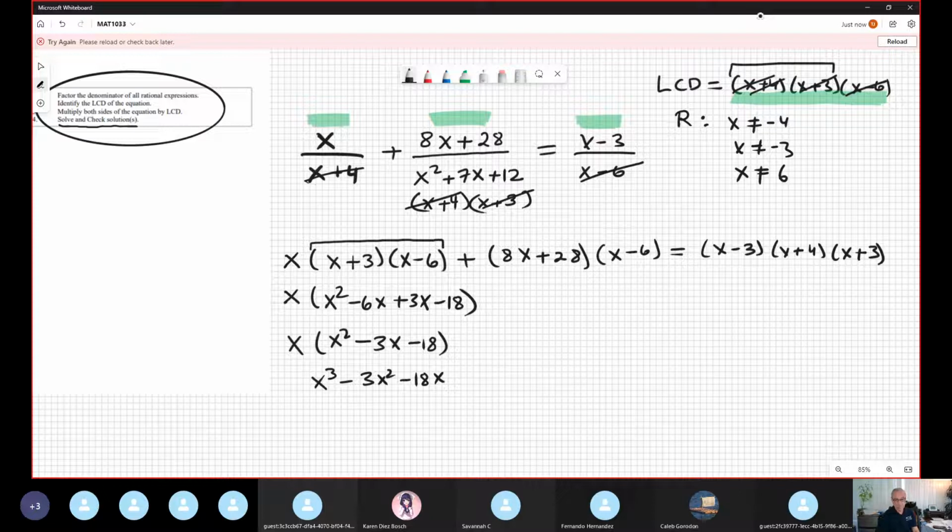Either way, plus another FOIL here. Multiply ax minus 48x, because 8 times 6 is negative, plus 28x minus 28 times 6, you put it better, is 168.